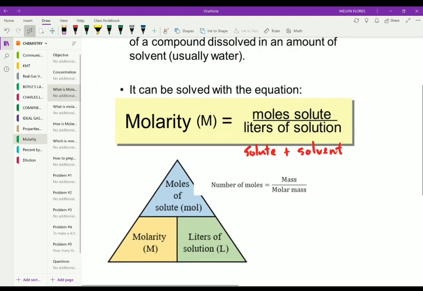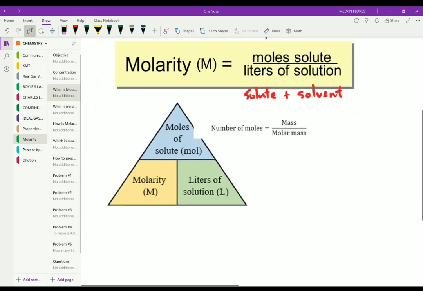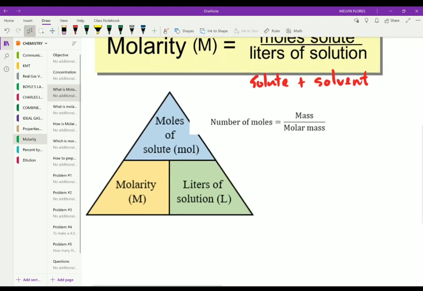And you have to be aware that the number of moles of a solute can be calculated as mass over molar mass, and we have discussed calculating the molar mass before when doing stoichiometry. So if the given is mass, you need to convert the mass into number of moles by dividing the mass by its molar mass. That's how you calculate the number of moles of the solute.